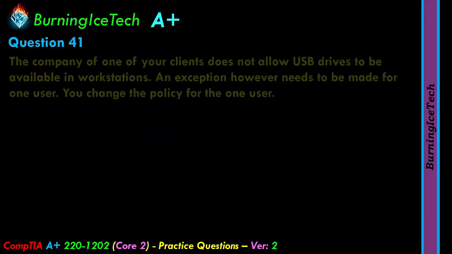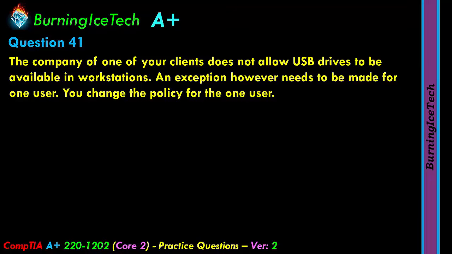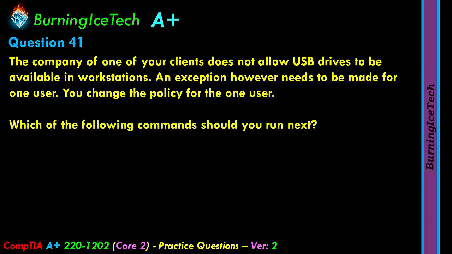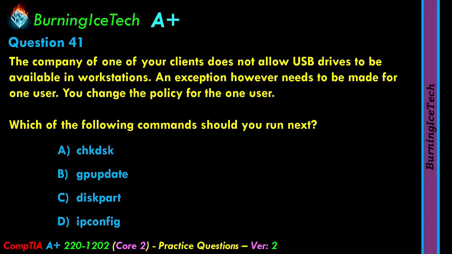Question 41. The company of one of your clients does not allow USB drives to be available in workstations. An exception, however, needs to be made for one user. You change the policy for the one user. Which of the following commands should you run next? Is it A, check disk? No, guys. That is a command we run in command prompt to go and check a hard drive for damaged clusters and sectors. It's got nothing to do with policies.